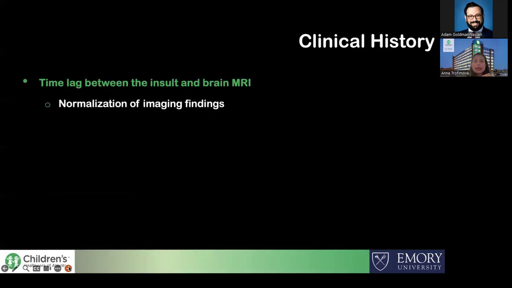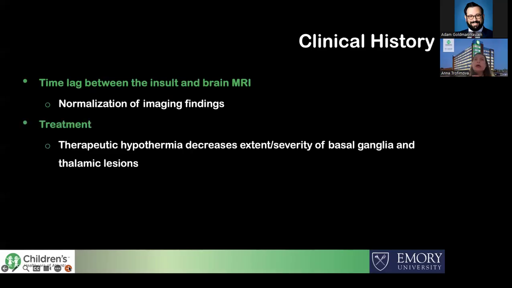Another important piece of clinical information is the time lag between the clinical insult and brain MRI. It's really important to understand that because it can affect the imaging appearance of the intracranial findings, including normalization due to this time lag, as well as any treatment that has already been started. For example, very often we see babies with HIE after therapeutic hypothermia has already been initiated, and that decreases the extent and severity of some lesions that we can see in the basal ganglia or thalami.